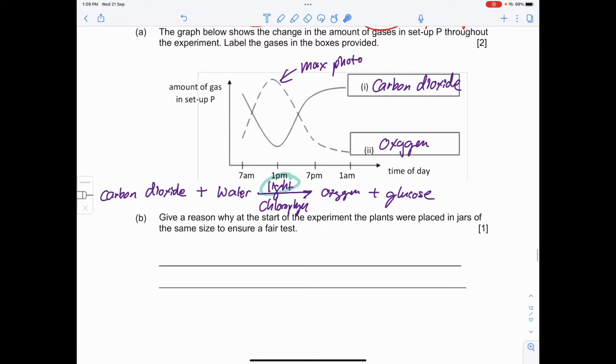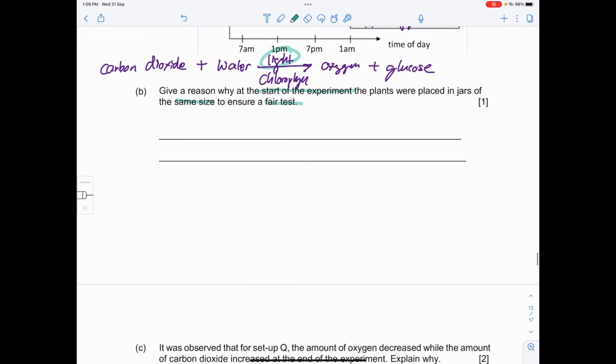Next, give a reason why at the start of the experiment, the plants were placed in jars of the same size to ensure a fair test. Now, I've told you this many times, umpteen times. There are 3 things that you need to know: fair test, reliability, and the last one would be accuracy.